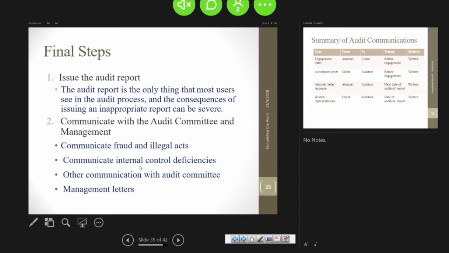Then, as I said, the communication with the audit committee, and then management letters. And the management letter is different from the rep letter. The management letter is what the auditor provides to the client. And the management letter is basically, as I said before, the auditor providing the client with some insight, things that they found out that might be helpful.